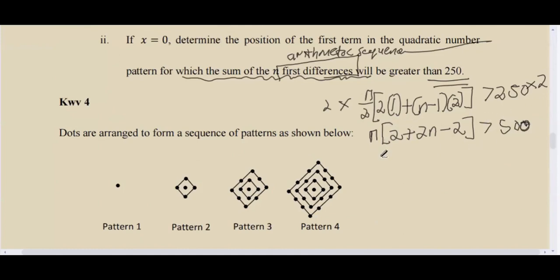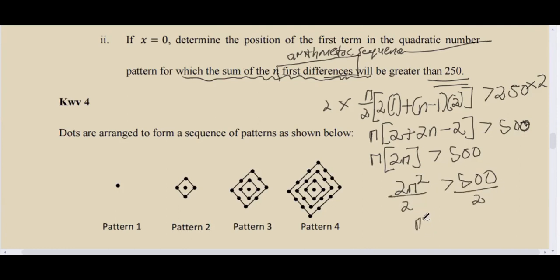Now let's solve. So inside here we're going to end up with 2 minus 2, which gives you 0. So we have 2n inside here, greater than 500. We say n times 2n, that's 2n squared, greater than 500. We can divide both sides by 2. Then our n squared is greater than 250.